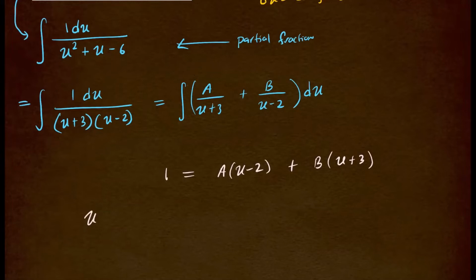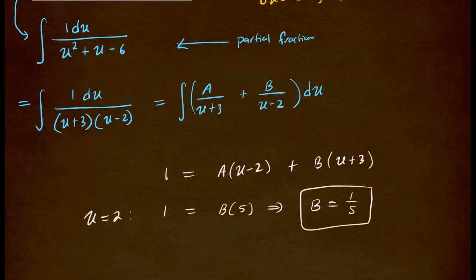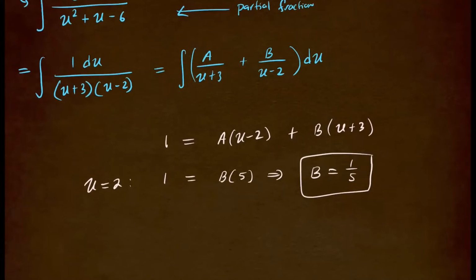I'm going to choose u to be 2. If I pick u to be 2, then this will go to 0, which will enable you to solve for your B constant. So you have 1 on the left side is equal to B times 2 plus 3, that's 5, which implies that B is equal to 1 over 5. So that's good. We got one more to go. Now I want to make this other factor 0, so I'm going to pick u to be negative 3. If u is negative 3, I have on the left side 1 is equal to A times negative 3 minus 2, that's negative 5, which gives me A is equal to negative 1 over 5.